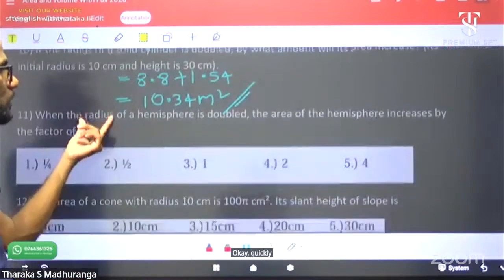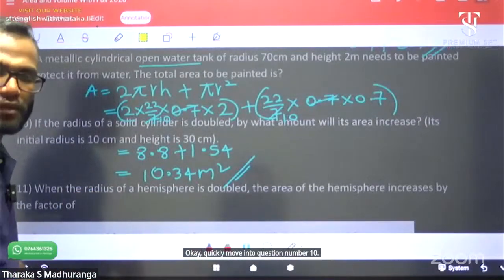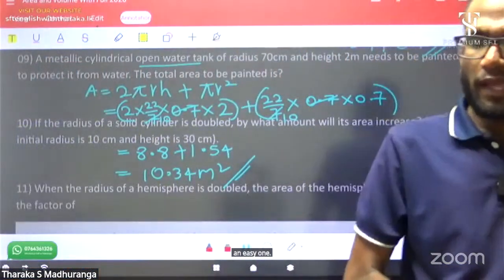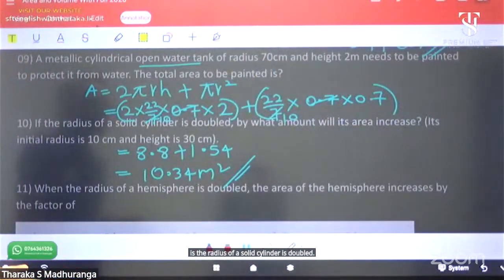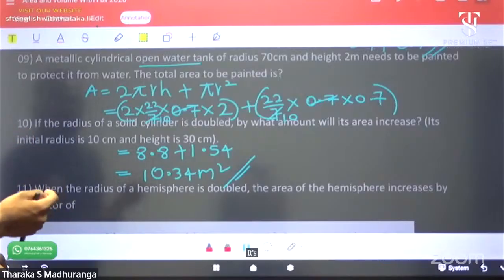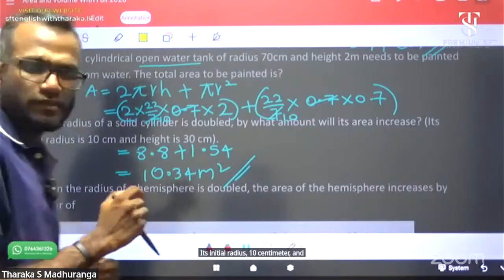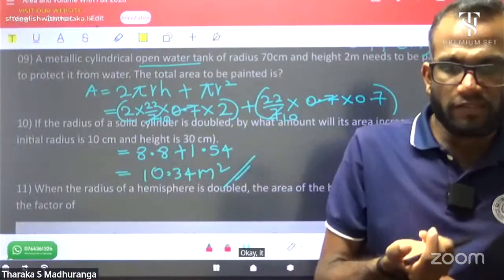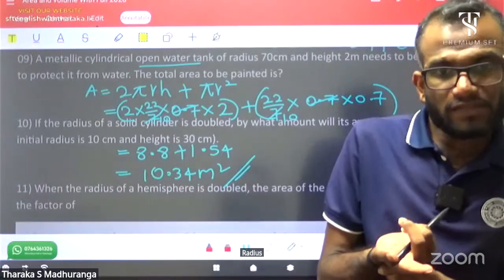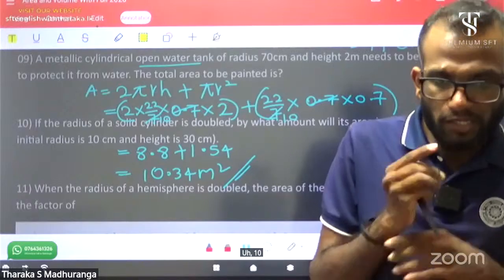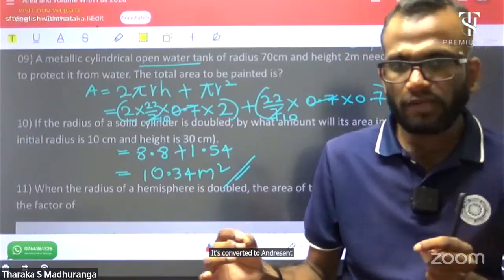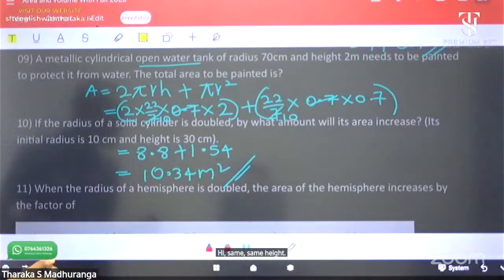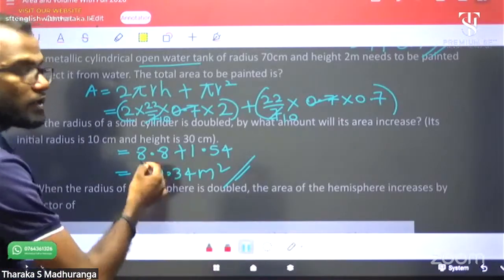Okay, quickly moving to question number 10. Easy one. If the radius of a solid cylinder is doubled, by what amount will its area increase? Its initial radius 10 centimeter and height 30 centimeter. Okay, it is very simple. Radius doubled. Initially radius 10 centimeter. Now if it is doubled, it's converted to 20 centimeter. Height same.